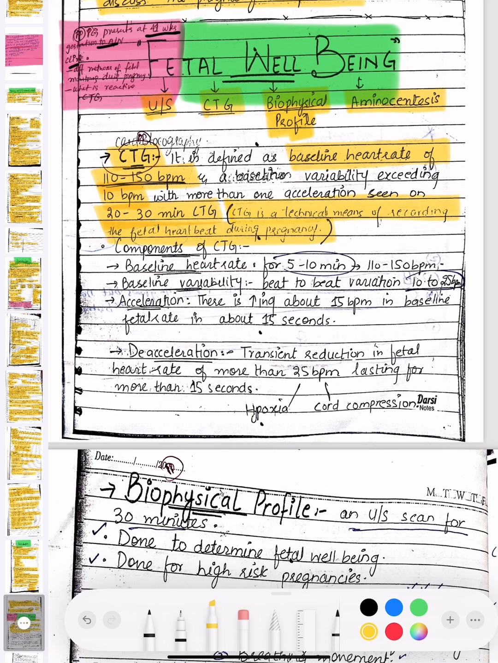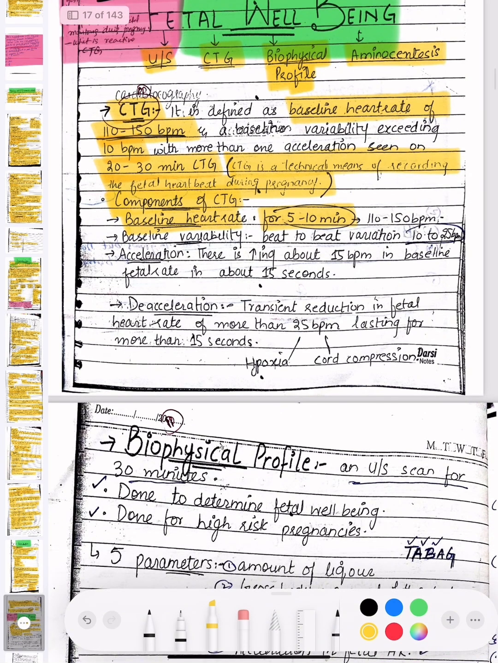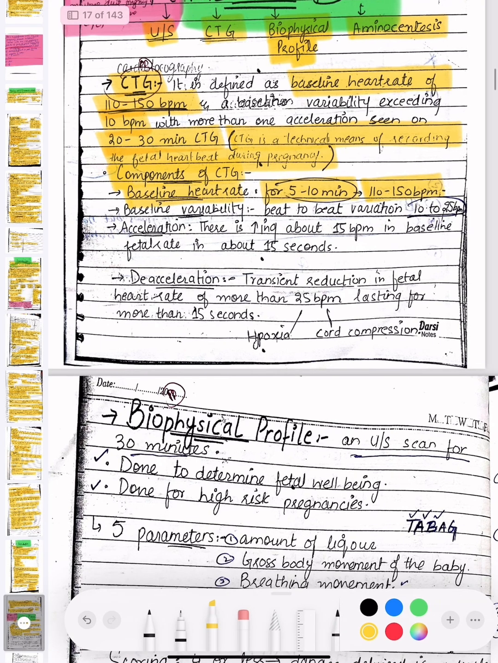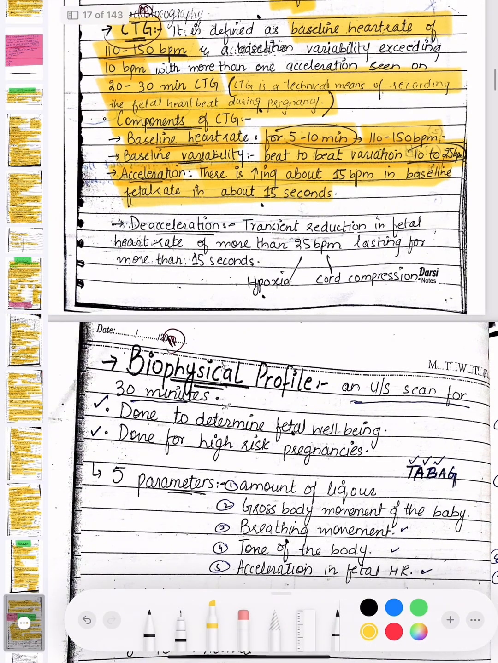The components of CTG are baseline heart rate, that is for 5 to 10 minutes, and it should be 110 to 150 beats per minute. Then baseline variability, which is beat to beat variation of 10 to 25 beats per minute, and then acceleration, an increase of about 15 beats per minute in baseline fetal rate in about 15 seconds. Then deceleration is checked, that is a transient reduction in fetal heartbeat of more than 25 beats per minute lasting for more than 15 seconds. Okay, so hypoxia is checked and cord compression is checked.